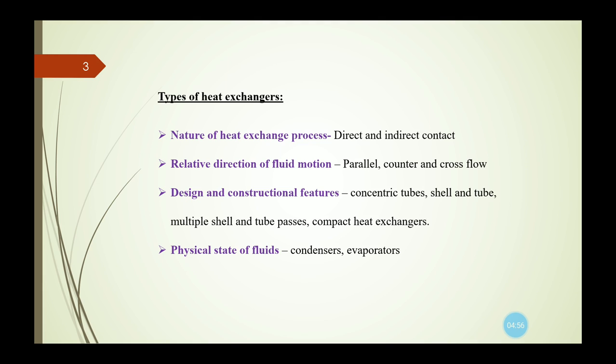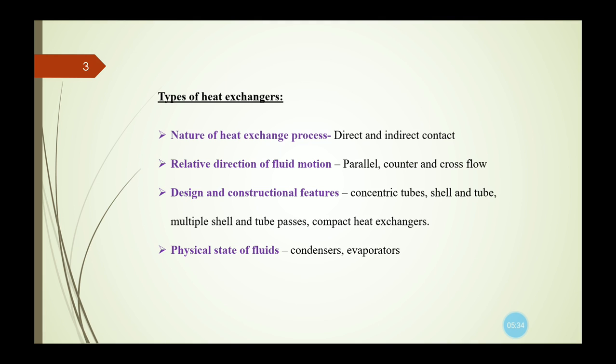Next, based on the design and constructional features, the heat exchangers can be classified as concentric tubes, shell and tubes, multiple shell and tube passes, and compact heat exchangers. And lastly, based on the physical state of fluids, the heat exchangers can be classified as condensers and evaporators. So let us start the discussion for these various kinds of heat exchangers.